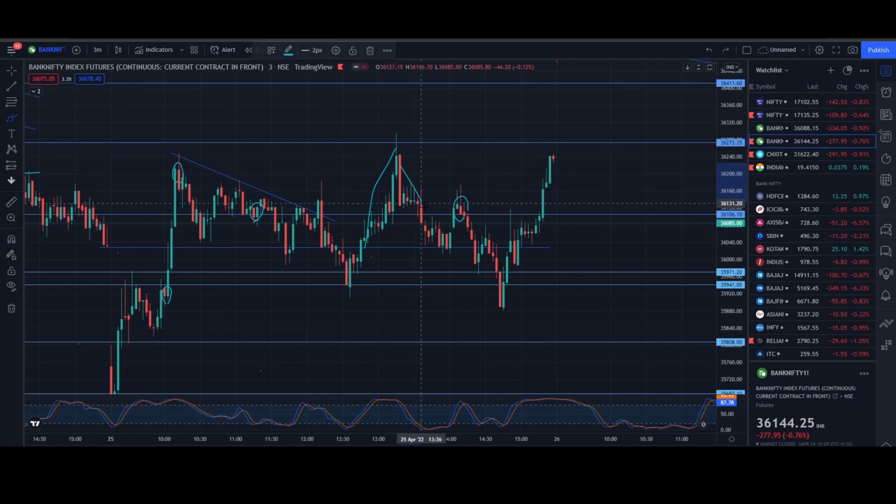I wouldn't have considered this trade because it wasn't giving me a proper understanding of what exactly is happening. So later on that day, I wouldn't have considered any trade.